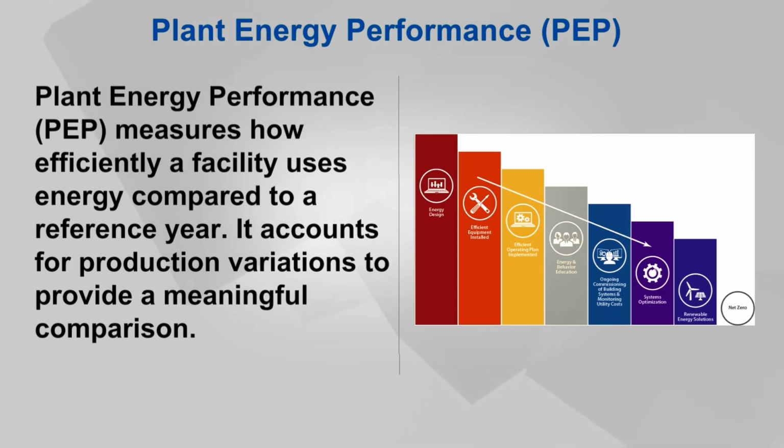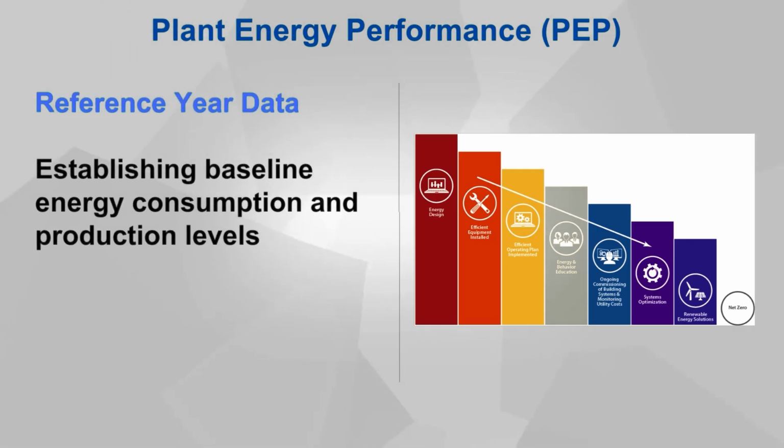It is a direct measure of how effective an energy management program is. PEP involves comparing a plant's energy use from a reference year to subsequent years. This comparison helps us understand the improvements or deteriorations in energy efficiency. However, since production output can vary year to year, we need a method to account for these changes. So, the measurement of energy use improvement over time.